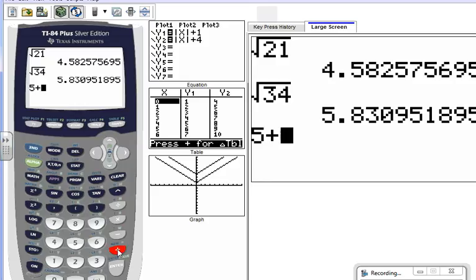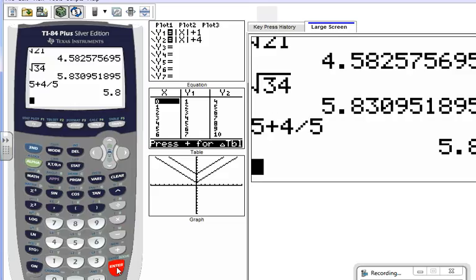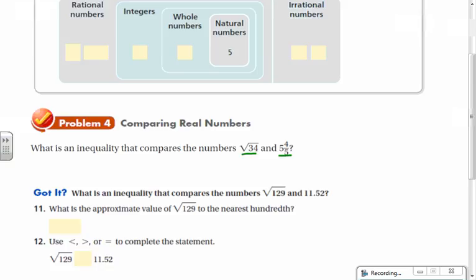5 4/5. I'm going to write it like this. I'm going to do 5 plus, and then I'm going to do the 4 divided by 5 after to get that. So that's 5.8. So since the square root of 34 has some stuff after the 8 there, the square root of 34 is bigger than that. So on here, we are going to say the square root of 34 is greater than 5 4/5. All right, you can go ahead and try this last one here, and then we'll do the rest in class.